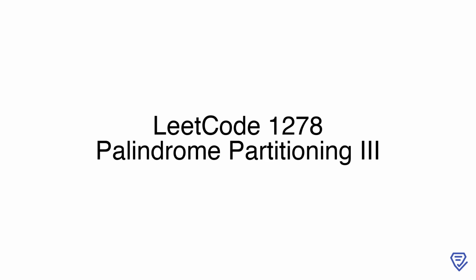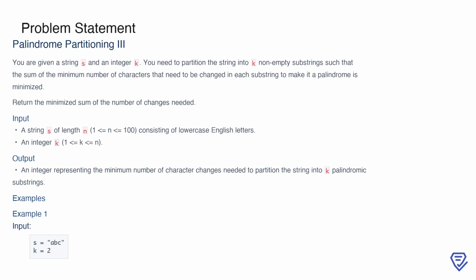Today, we'll dive into problem number 1278, Palindrome Partitioning 3. This is a fascinating problem that combines dynamic programming with string manipulation to achieve optimal solutions. Let's get started. In this problem, we are tasked with partitioning a string S into k non-empty substrings. The goal is to minimize the total number of character changes required to make each substring a palindrome.